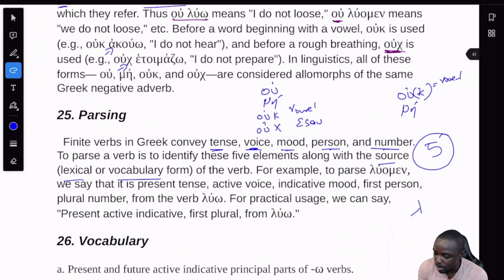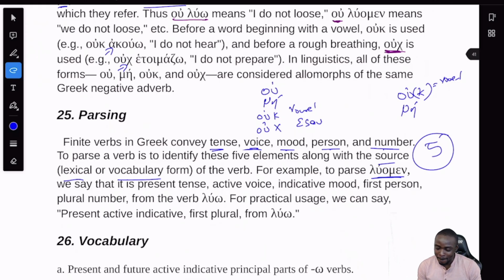So for instance, if you have a word like luomen, what is the source? Luo, right? Because that's the lexical form. So the key, when you learn how to parse a word, you know how to systematically break down the word so that you can identify its lexical form. So if you were supposed to look for it in a dictionary, you know how to find it. For example, to parse luomen, I really didn't even know luomen was right here. Honestly, I didn't even see it. The idea just came to me, you know.